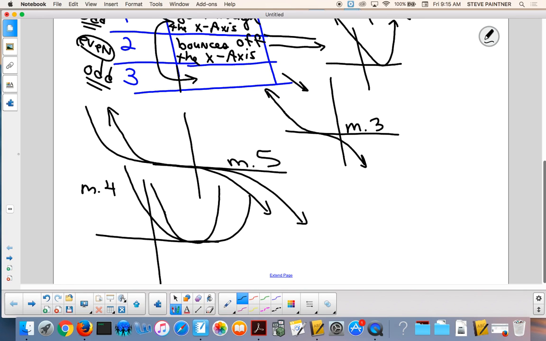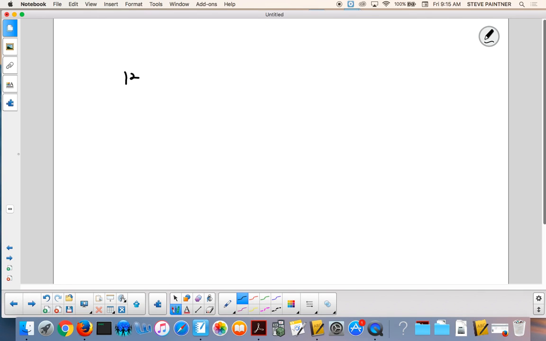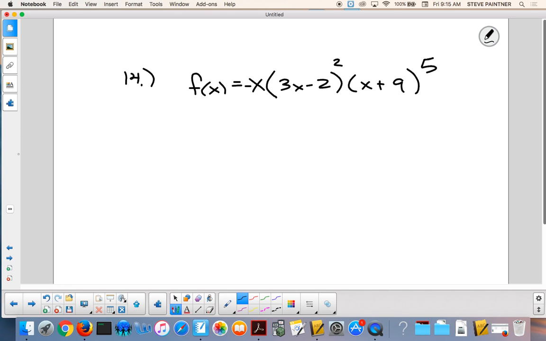Turn the page. No, don't turn the page. Sorry. We're on number 14. Identify the zeros, the multiplicity, and the effect on the graph of the function. Number 14. I'll help you on 14. You do the next one on your own. F of x equals negative x times 3x minus 2 times x plus 9 to the fifth.